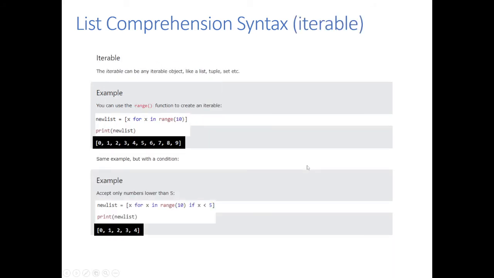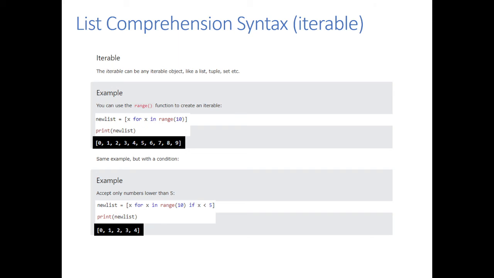List comprehension syntax: the iterable. The iterable can be any iterable object like a list, tuple, set, etc. You can use the range function to create an iterable. New list equals x for x in range(10). If you print new list, it will print 0, 1, 2, 3, 4, 5, 6, 7, 8, 9. That will be the contents of the list.